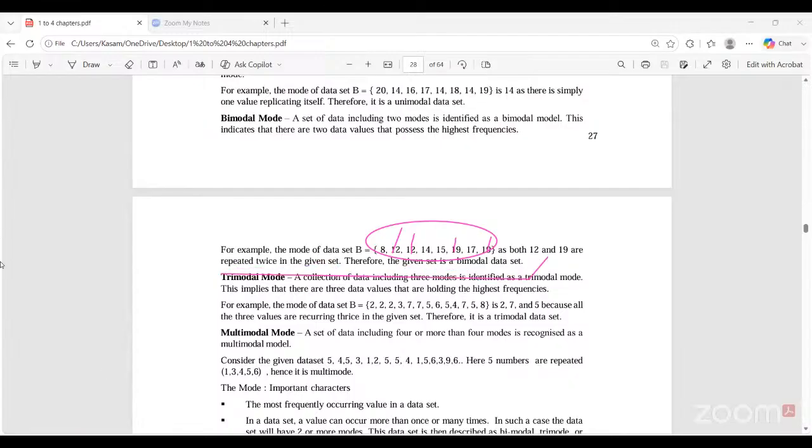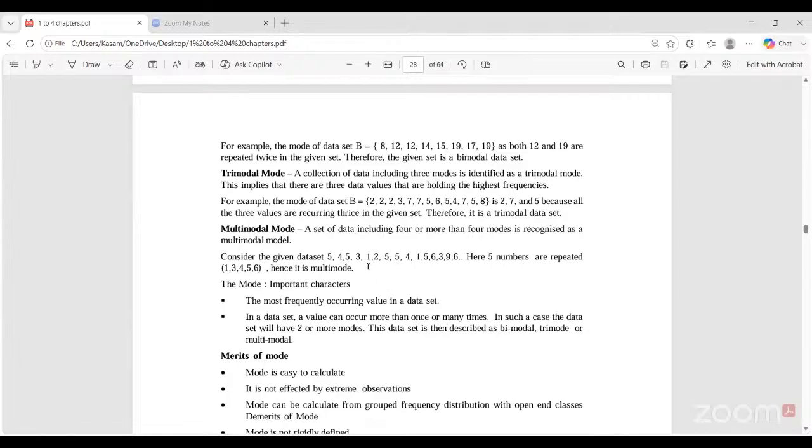Next, 2, 7, 5: 2 repeating 3 times, 7 repeating 3 times, and 5 also repeating 3 times. This is called a trimodal set. And multimodal also I will tell you here. Many numbers are repeating: 5, 4, 5, 3, 1, 2, 5, 4 for multimodal.